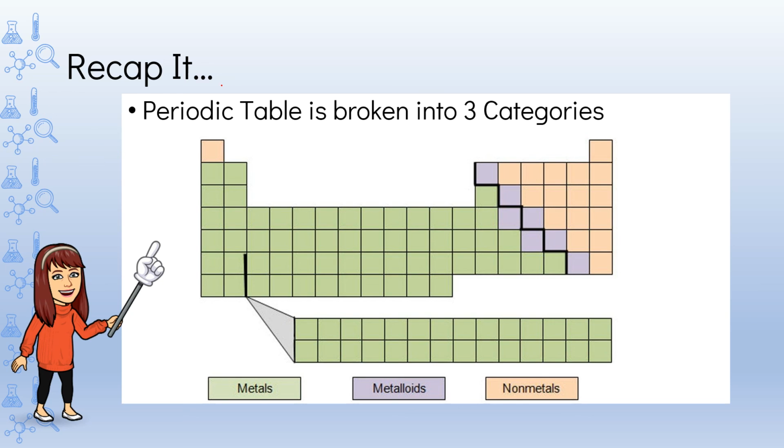So we're going to recap it here, my friends. Periodic tables, we're going to 3 fabulous categories. Over here, we have our metals, right? And we have our non-metals on our other side. And then breaking us up down here at the staircase, you guessed it, is the metalloids.